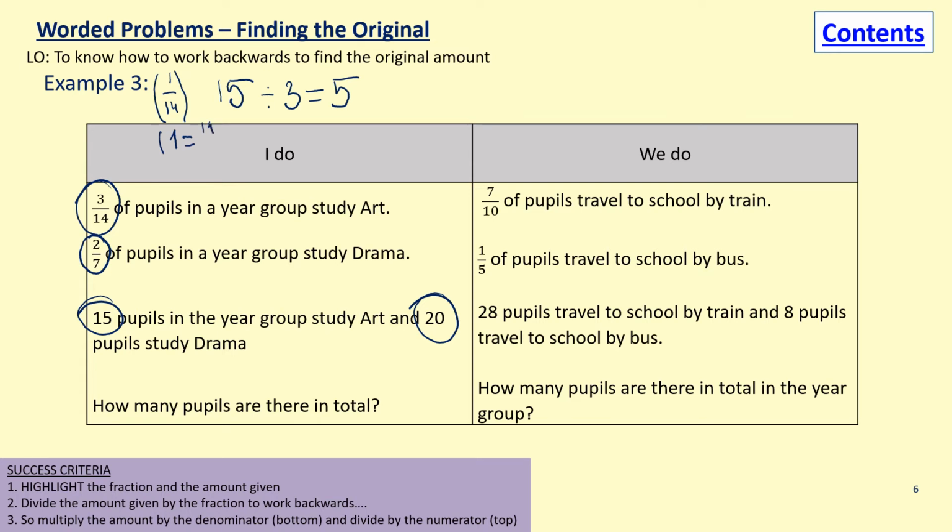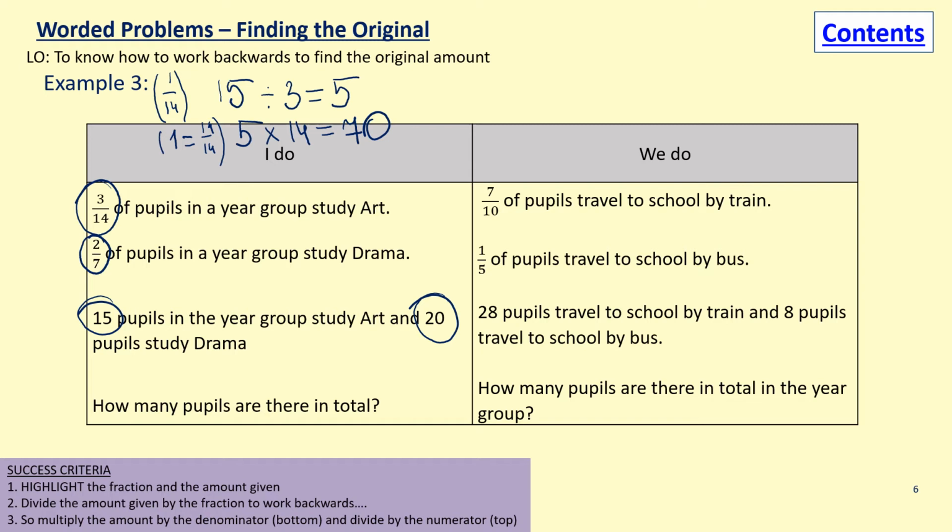That is 14 out of 14. So I need to take my 5 and times it by 14. That gives me 70. So 70 students there are in total. And this is a number I believe that we should get as well when we work out the total number from the drama. So let's have a look.